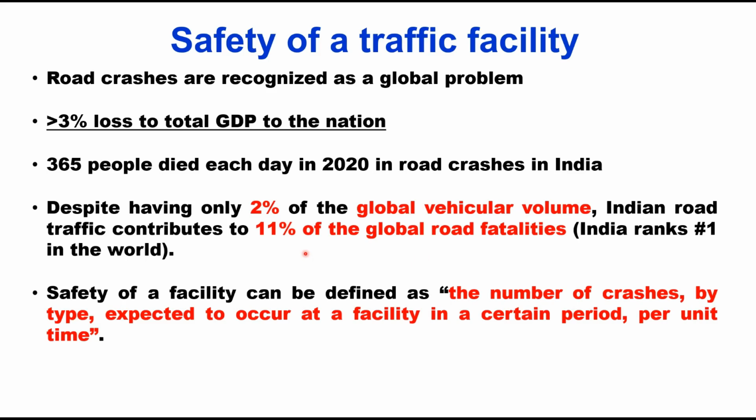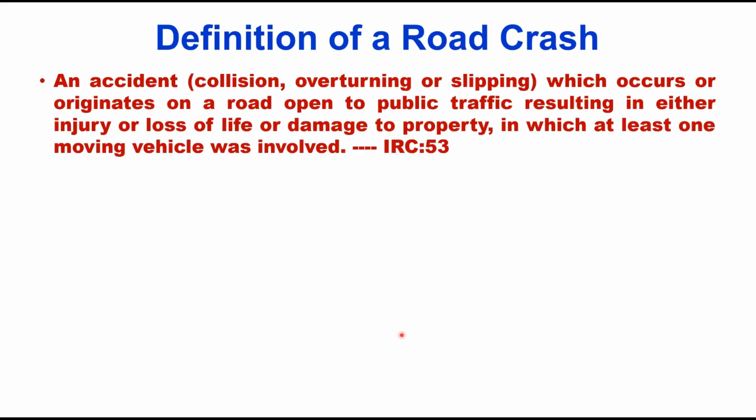And safety of a facility can be defined as the number of crashes by type expected to occur at a facility in a certain period per unit time. Now, the definition of a road crash as given in IRC 53 is that this is an accident, either collision, overturning or slipping, which occurs or originates on a road open to public traffic, resulting in either injury or loss of life or damage to property in which at least one moving vehicle was involved.